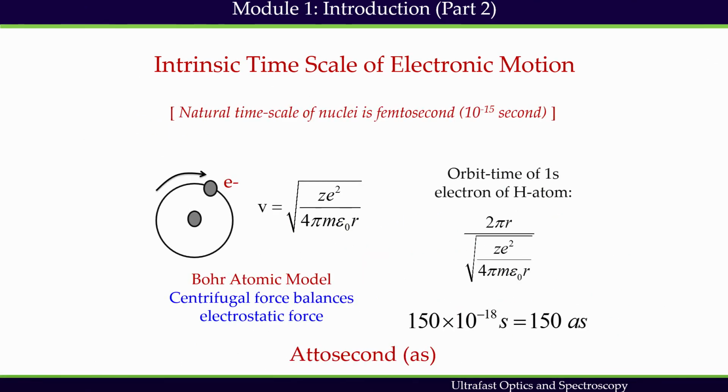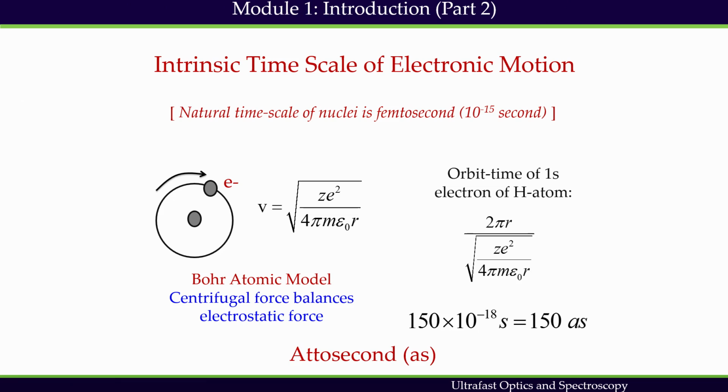Next, we'll look at the intrinsic time scale of the electronic motion. In order to estimate the intrinsic time scale of electronic motion in an atom, we shall use the Bohr atomic model. Although this is the simplest atomic model we have, we can use it to predict what kind of intrinsic time scale of electrons we have in atoms.